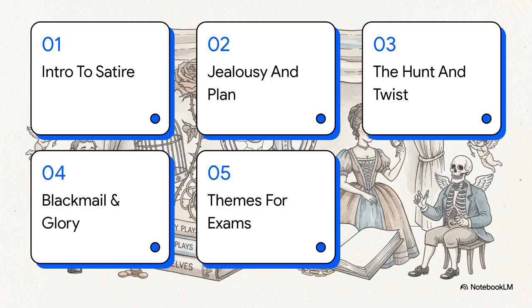All right, here is our game plan for today's explainer. 1. Introduction to the satire. 2. Jealousy in the plan. 3. The hunt and twist. 4. Blackmail and fake glory. And finally, 5. Themes for your exams.